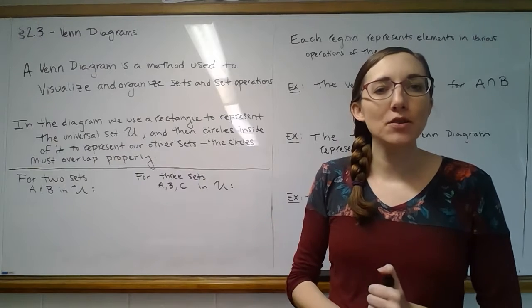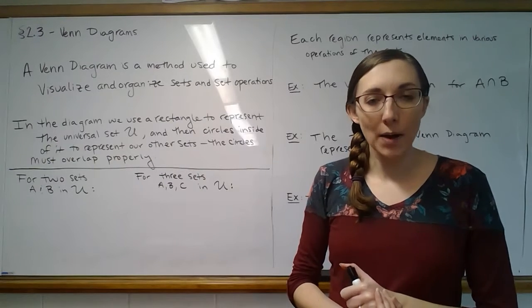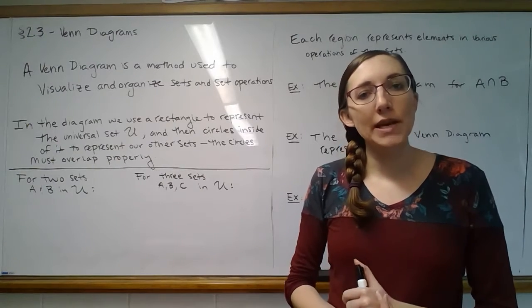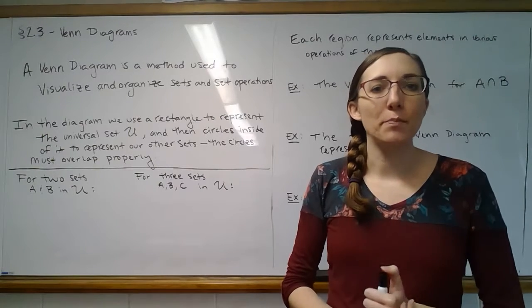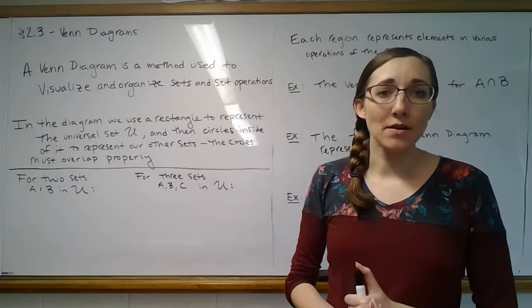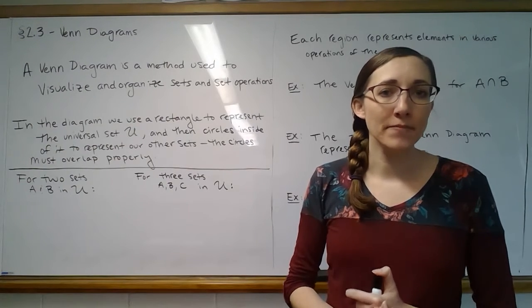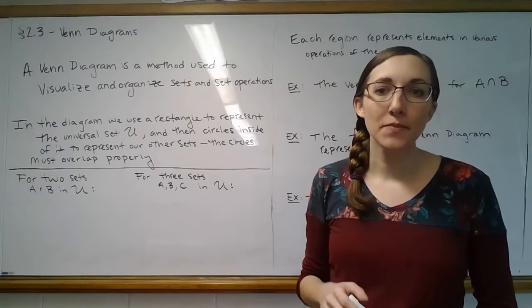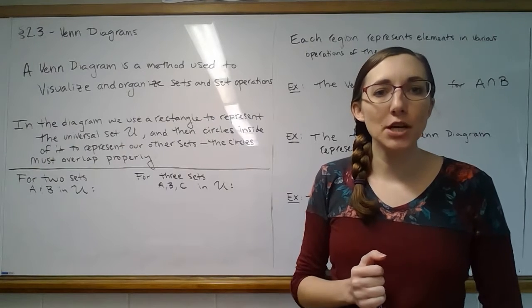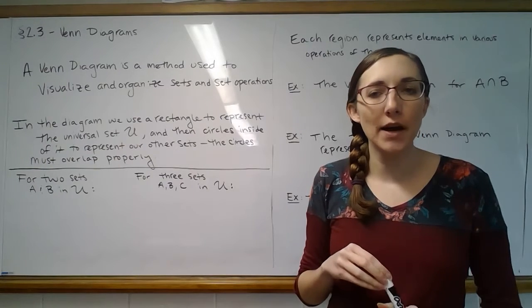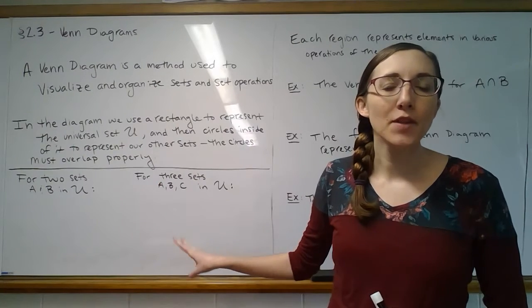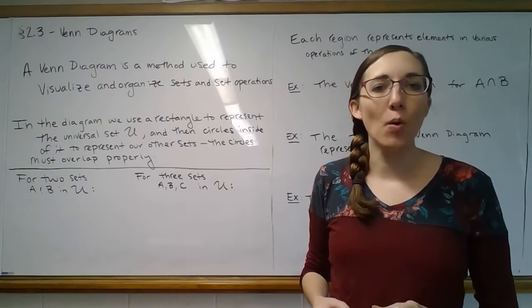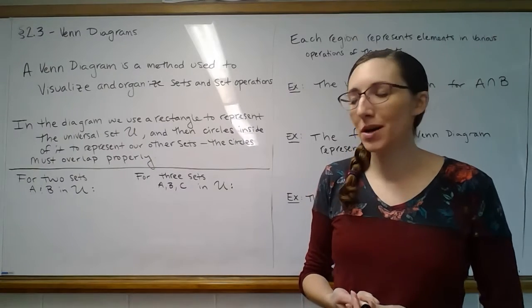And what we need is those circles to overlap properly so that we can have all of the different regions to represent all the different possibilities of where an element could be in relationship to the different sets. So there's two different options that we're going to use. We're only going to draw Venn diagrams for either 2 sets or 3 sets. You can draw them for more, but the pictures get a little more complicated.